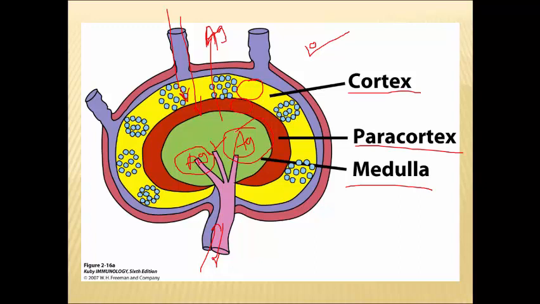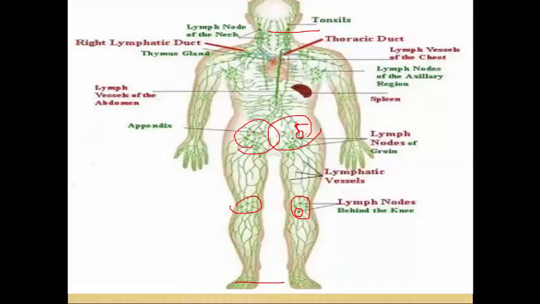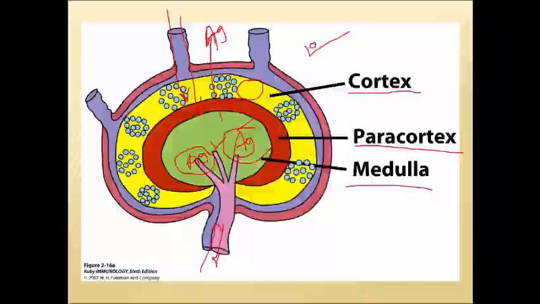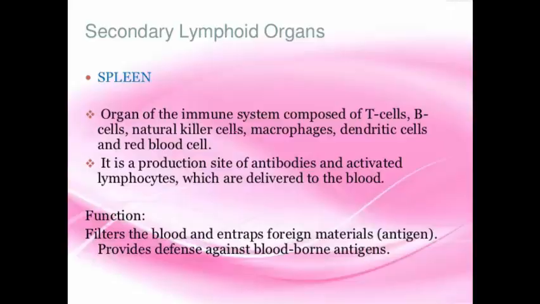The lymph will carry the antigen to the lymph node. Once the antigen enters inside the lymph node, T cells, B cells, dendritic cells and macrophages are already there. These are the cells which are involved in eliminating the antigen. So they encounter the antigen, and those cells will eliminate it from the body. Okay, so this is the first lymphoid organ, that is the lymph node.